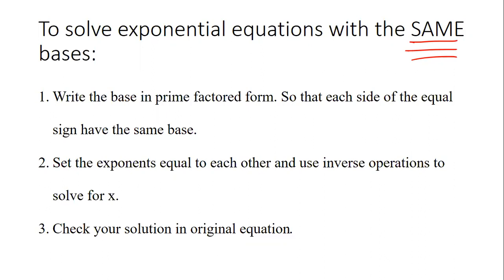So first off, you have to write the base in prime factored form, which means that if we were to break this number down, what would be its prime factored form? So that each side of the equal sign has the same base. Then we're going to set the exponents equal to each other and use inverse operations to solve for x. When we're using inverse operations to solve, that's SADMAP, and you're doing PEMDAS backwards. And then you're going to check yourself.